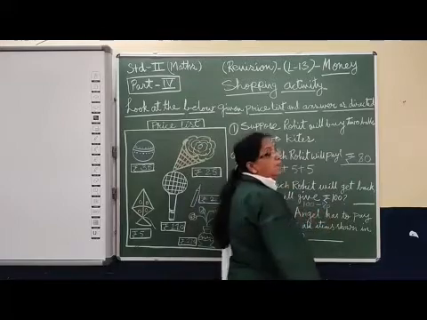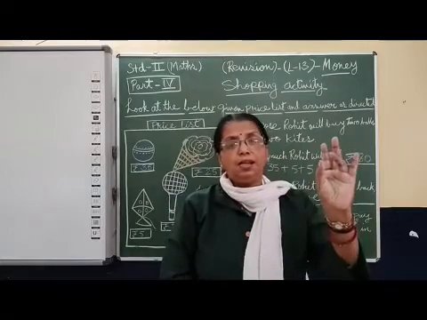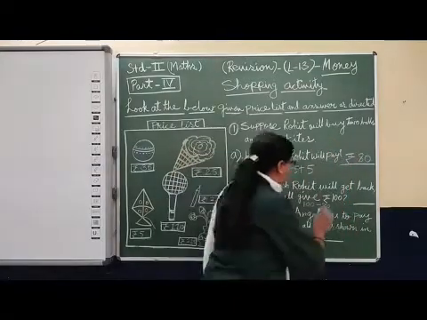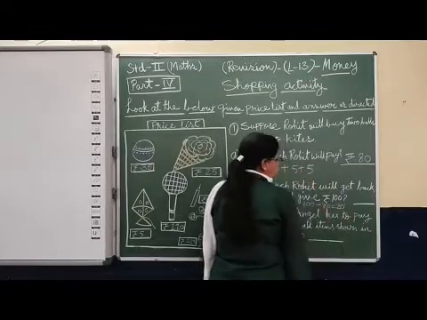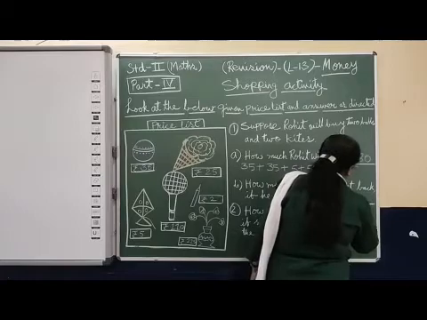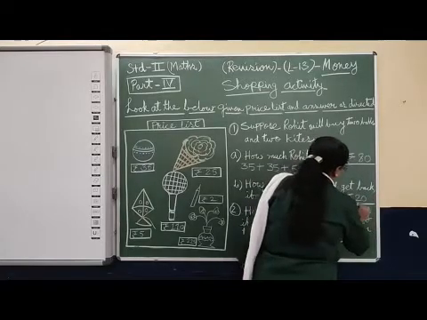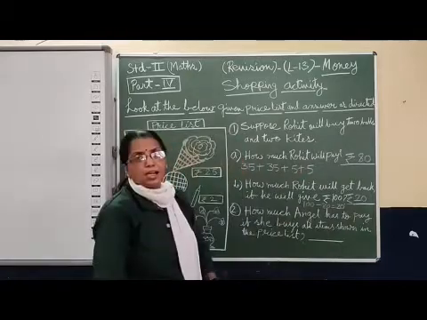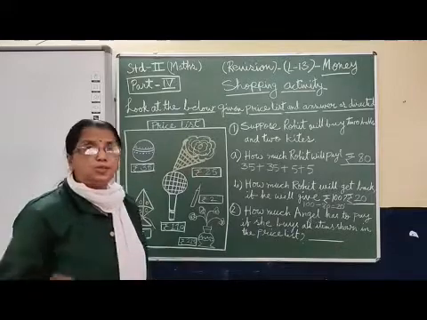So 100 minus 80 is equal to 20. 20 rupees you will get back. Isn't it? Because 80 plus 20 is equal to 100. So you will get back rupees 20. Fine. So this way we have to calculate.